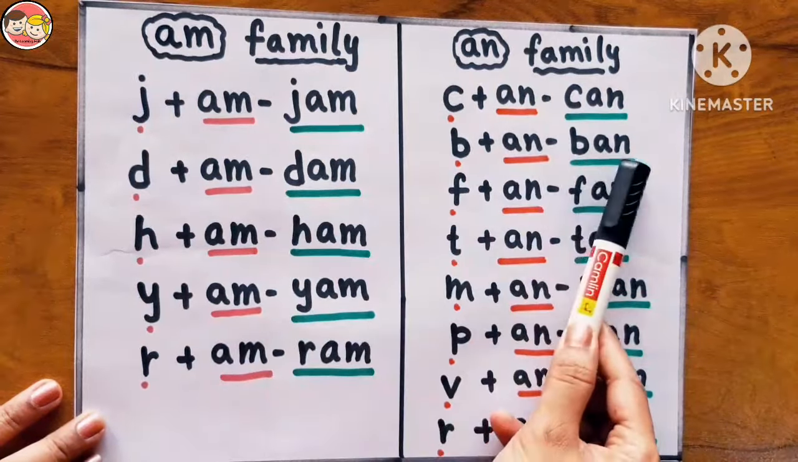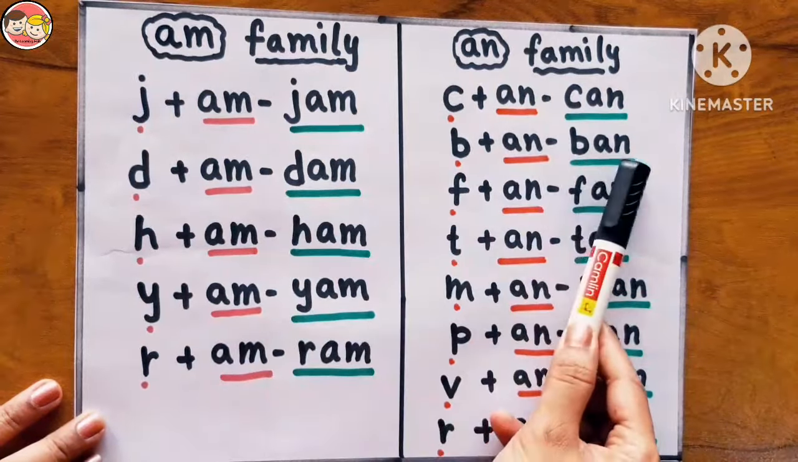Here we go. Ab, ab, ab, ab. And these are all ab family words. Let's read. K, ab, cab. D, ab, dab. T, ab, tab. F, ab, fab. N, ab, nab.